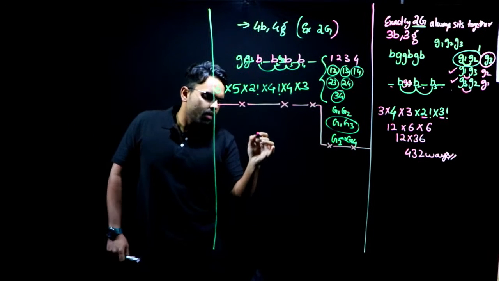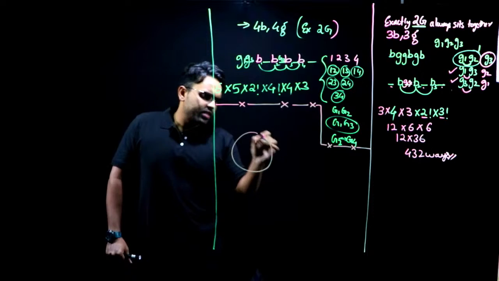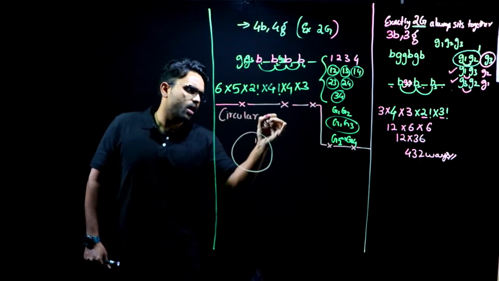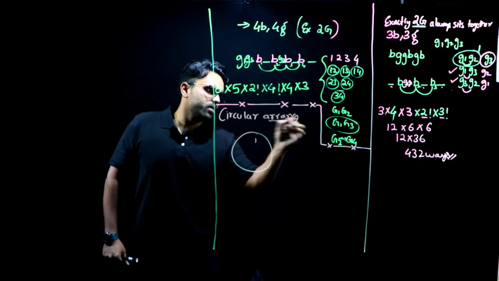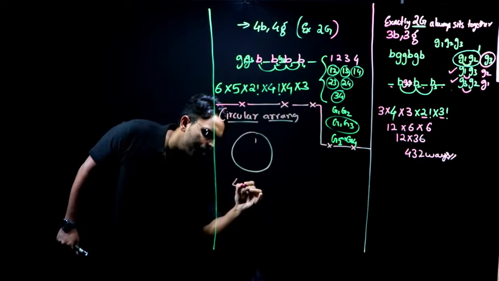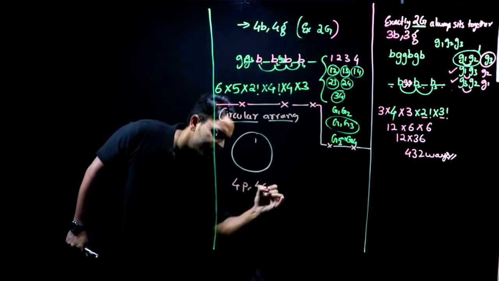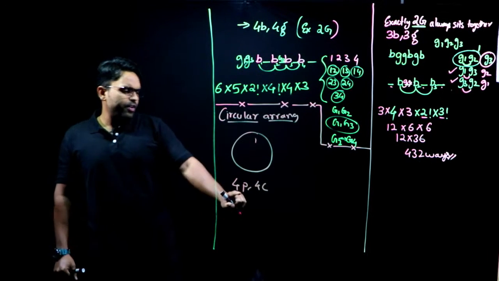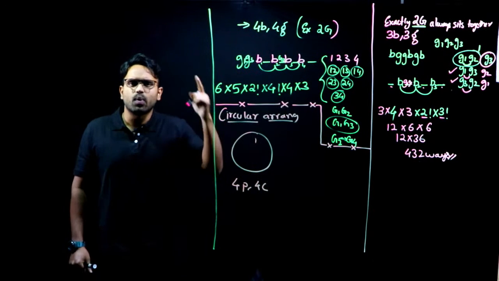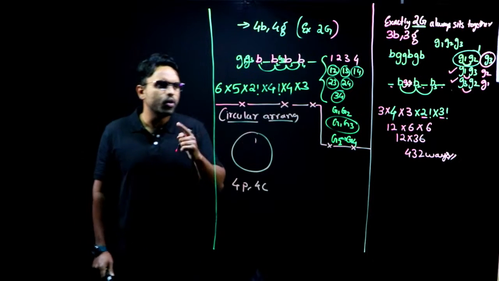Okay. Now, let's take a circle first. This is about circular arrangement. I'm taking a circle first, and there are 4 people and 4 chairs. In how many different ways can 4 people sit in 4 chairs in a circular arrangement will be the question to you. What will you do?